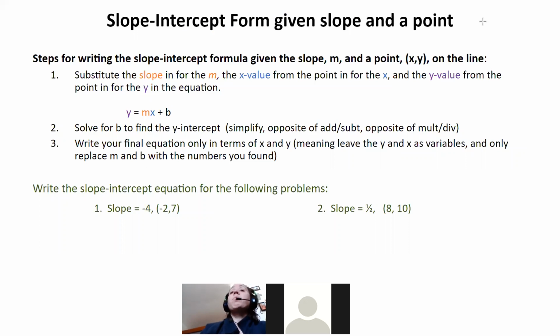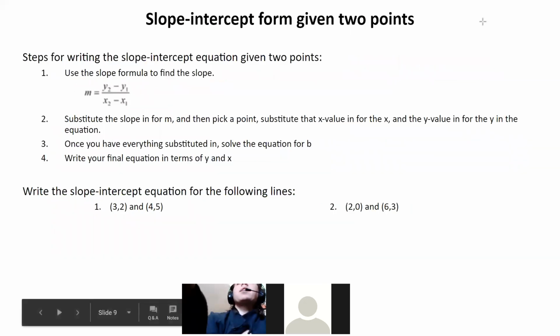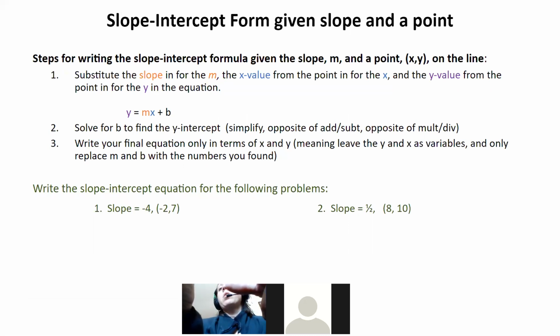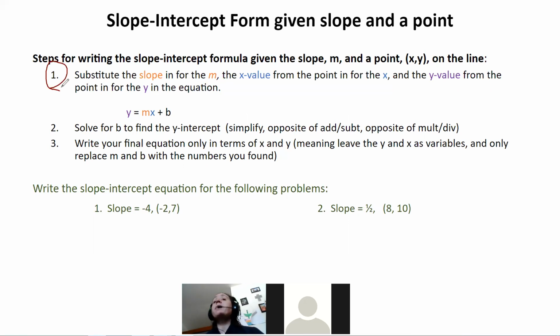So sometimes to write the formula, you are just given the slope and then a point for it to go through. You could just graph it out. You could graph your point and then move according to the slope, but we want to learn how to do it algebraically. So here are your steps. Your first step is you're going to substitute the slope in for m into the equation. And then you're going to substitute the x and the y into there and then solve to find your b.